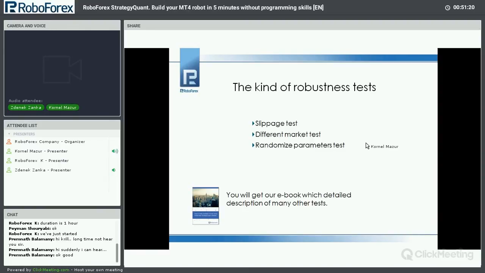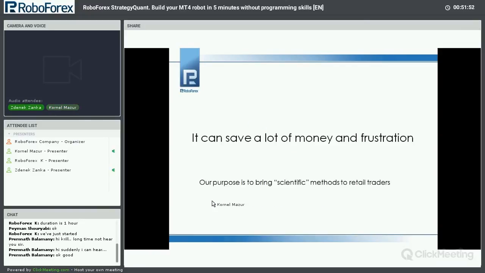You can find more about it in our ebook. This is really interesting because there are more tests, so you can read the ebook and the relevant chapter. Half of the book is about robustness testing, and in StrategyQuant you can use all those tests and test your ideas. And I can tell you that this is the edge: you can select the best one and trade the best one. So think about it. And we are continuing, and yes, it can save a lot of money and frustration.